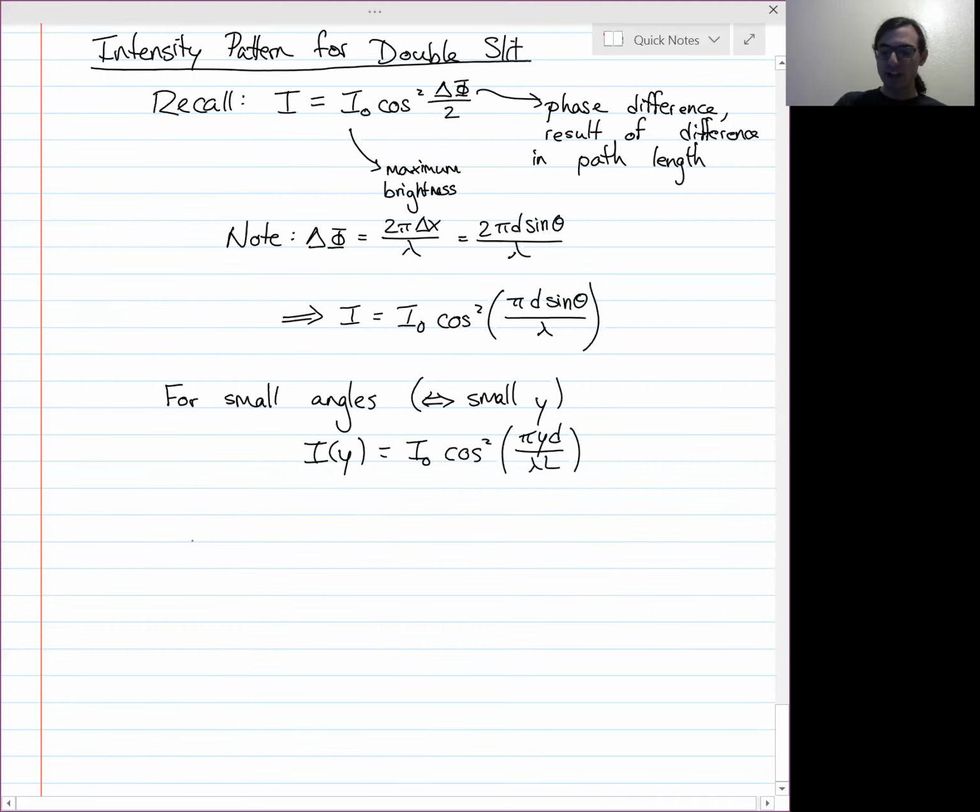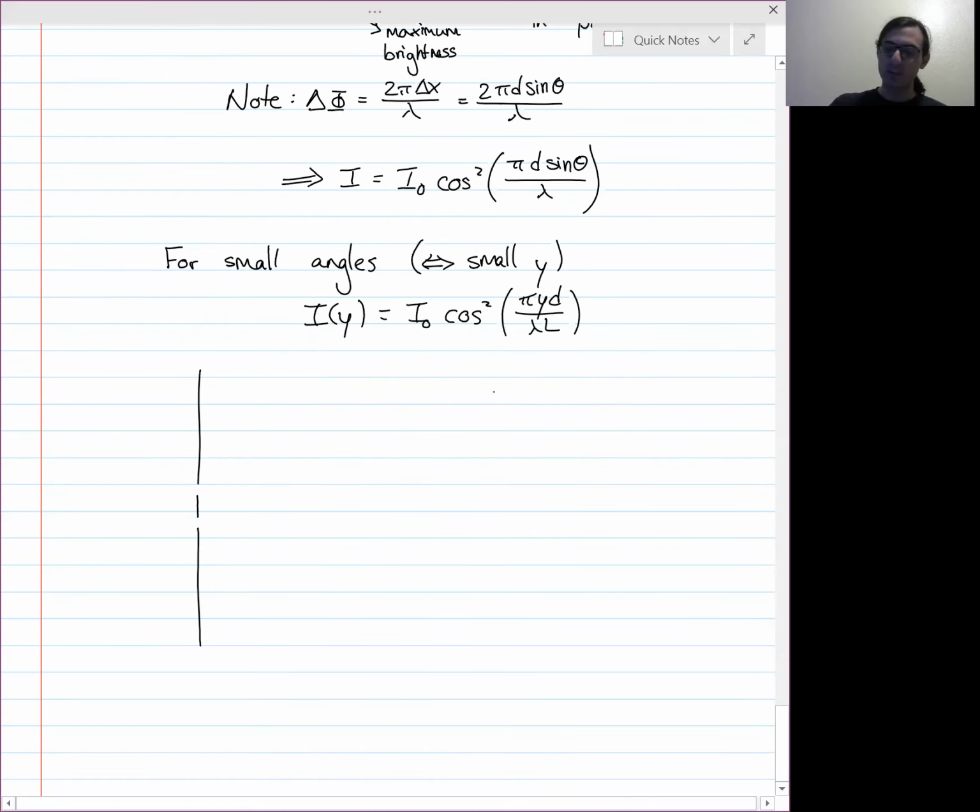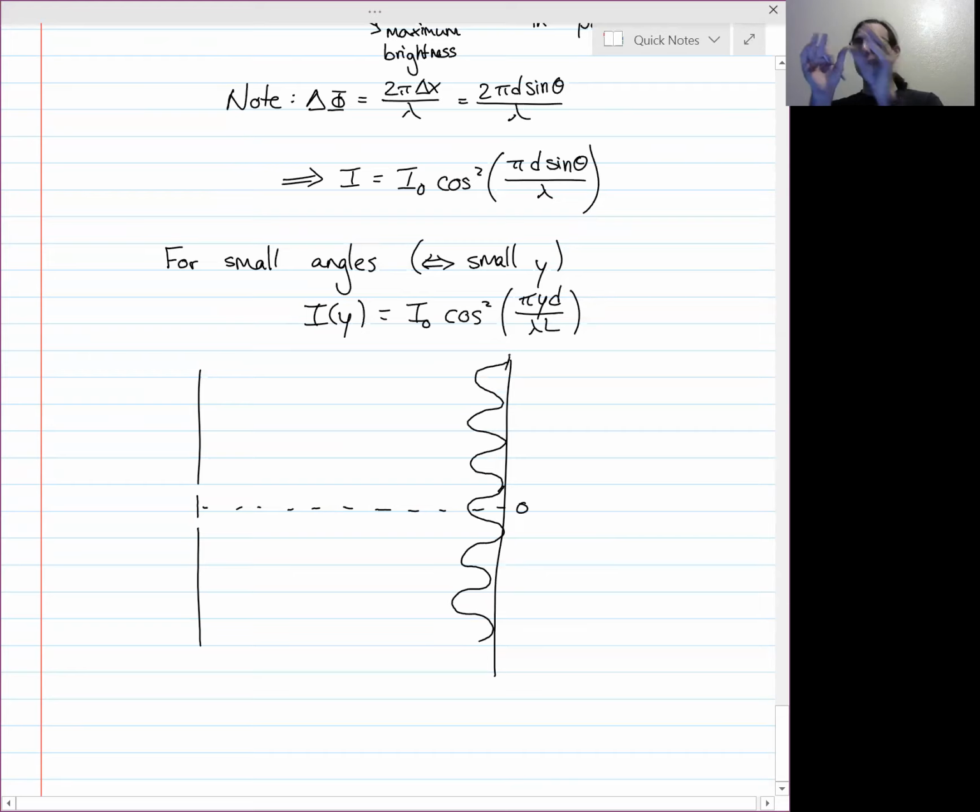So what our intensity pattern looks like is the following. You have your double slit over here, and I'm going to draw the intensity as a graph relative to y. So if that's zero, it looks like this. It's hard to draw well. And all of those bumps are supposed to be equally spaced. This is the intensity pattern.